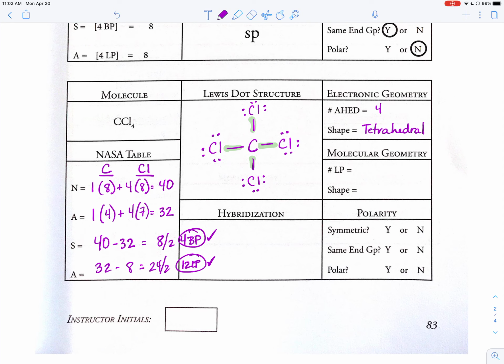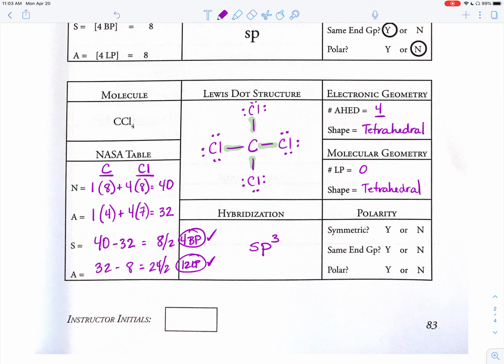None of those areas of high electron density are lone pairs, so we'll say that's 0. And anytime this number is 0, the molecular geometry is the exact same as the electronic geometry. So that is a tetrahedral. I'm going to look at the hybridization of the center atom. Since it's 4 areas of high electron density, I know that this is a hybridization of the center atom of sp3. And then I'm going to look at the symmetry.